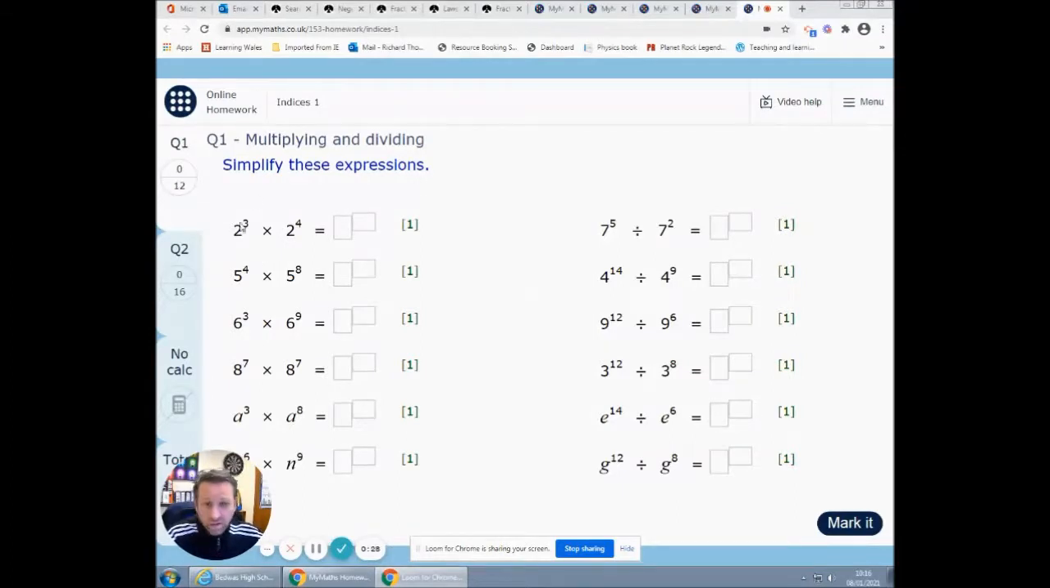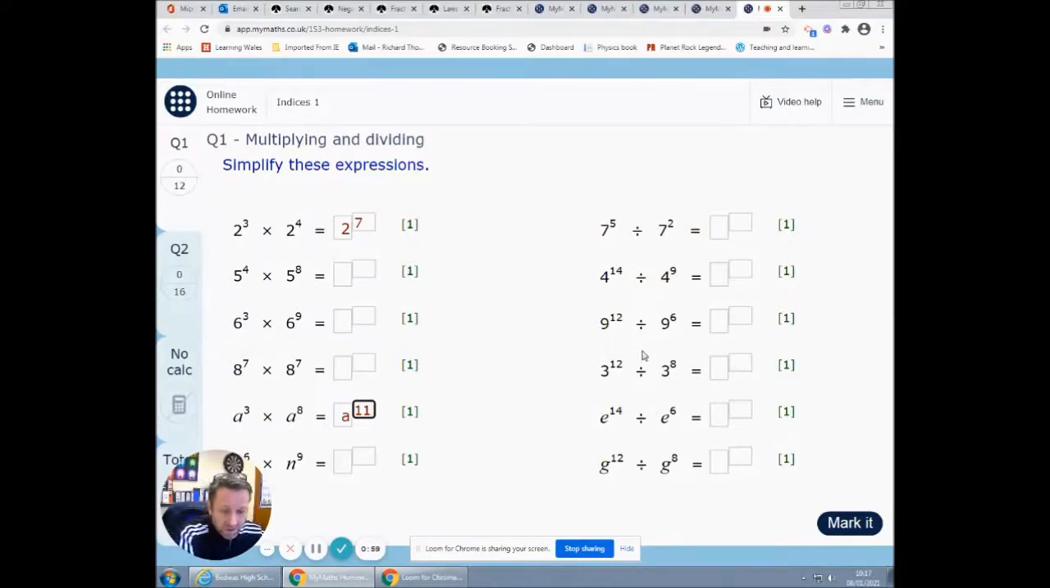The first one's pretty self-explanatory. The base numbers are the same, or the base letters are the same. If you're multiplying, you just add the powers. If you're dividing, you just subtract the powers. So for example, the answer to 2 to the 3 times 2 to the 4 would be 2 to the 7. Base number doesn't change, and you add these. This one here, the base is the letter A, and you would add the 3 and the 8 to get 11. Right, so that's very, very simple.